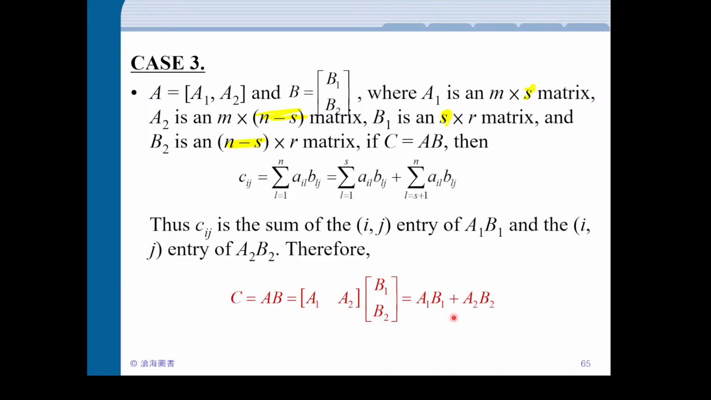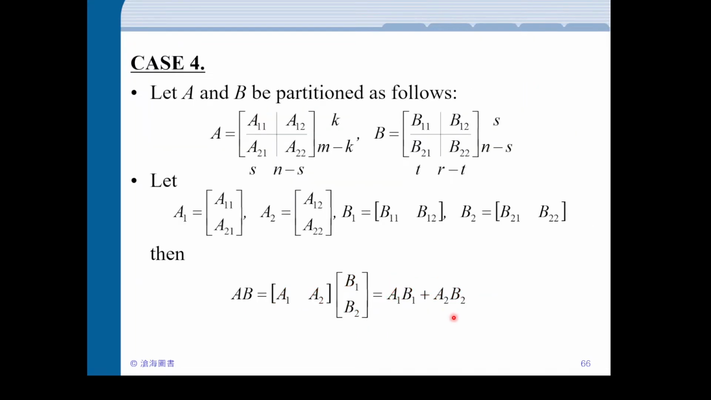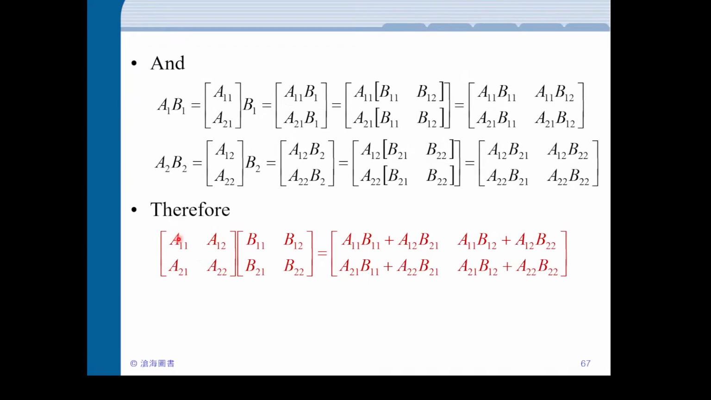Okay. And then finally we can have even more partitions. So we have A equal to these 4 blocks, B into these 4 blocks, and then AB will be, I guess we skip the middle derivation, and in the result we just have this 2x2 block matrix times this 2x2 block matrix. The result will also be a 2x2 block matrix, and you resolve each block as a matrix multiplication.